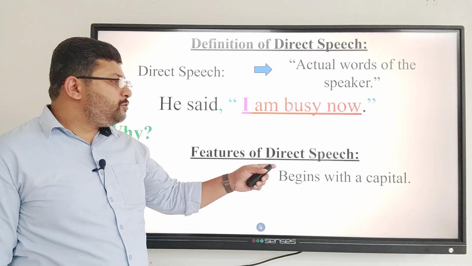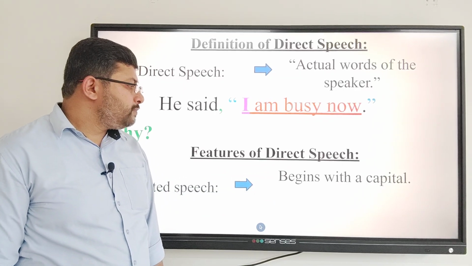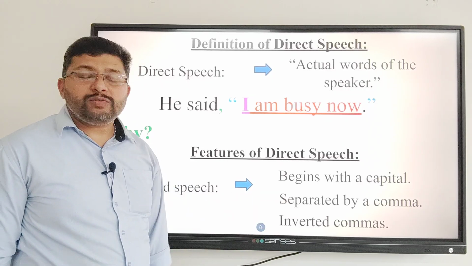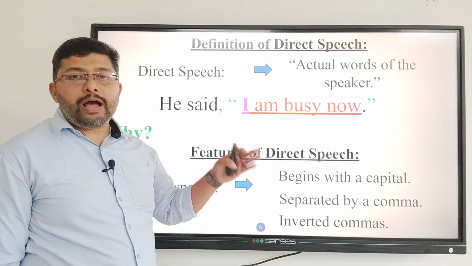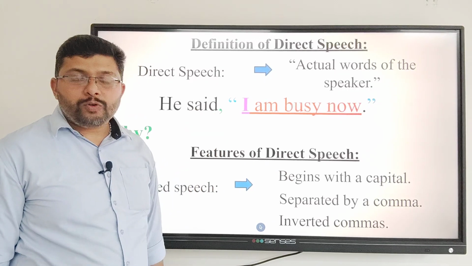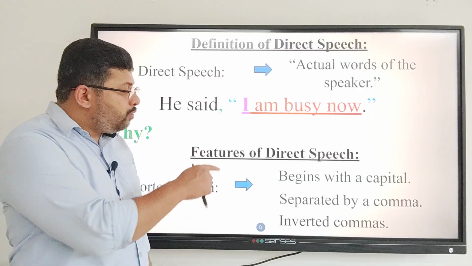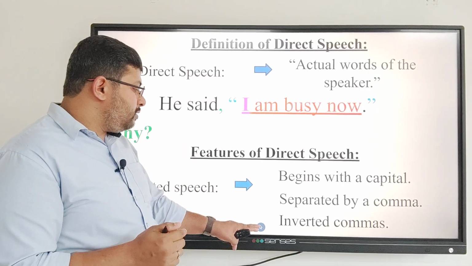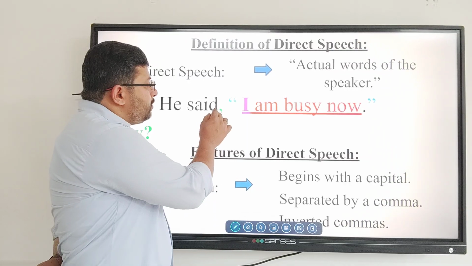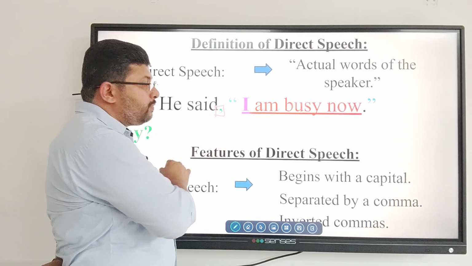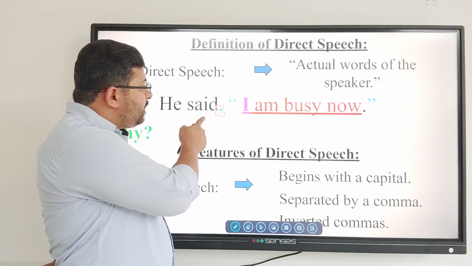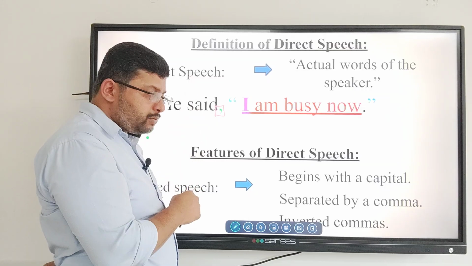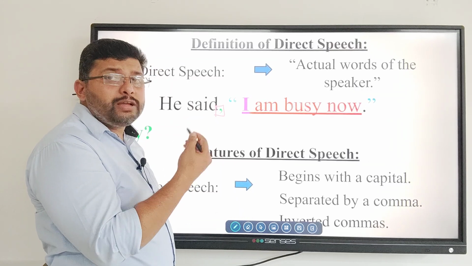First of all, it begins with a capital letter, separated by a comma, inverted commas used. These three points must be applicable in direct speech; in other words, in direct speech all these three features must be there. Let's discuss them one by one. First of all, a comma must be there. You may see a comma used here. It is the first sign of direct speech. But it doesn't mean that after seeing a comma it is direct speech.